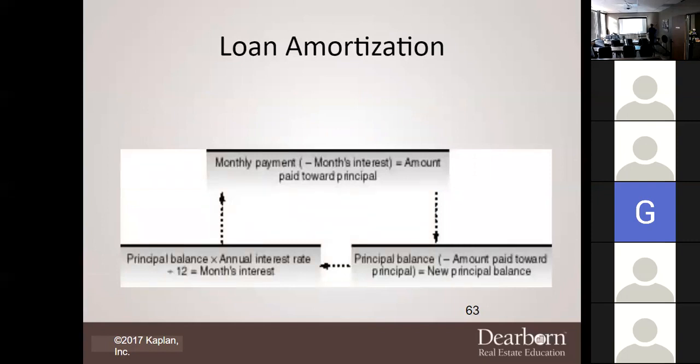Loan amortization. This is what we talked about, where you take the monthly payment minus the monthly interest, which gives you the amount paid towards the principal. Then the principal balance minus the amount paid towards the principal will equal your new principal balance, which then leads to the principal balance times the interest rate divided by 12, which gives you approximately what your monthly interest is going to be.